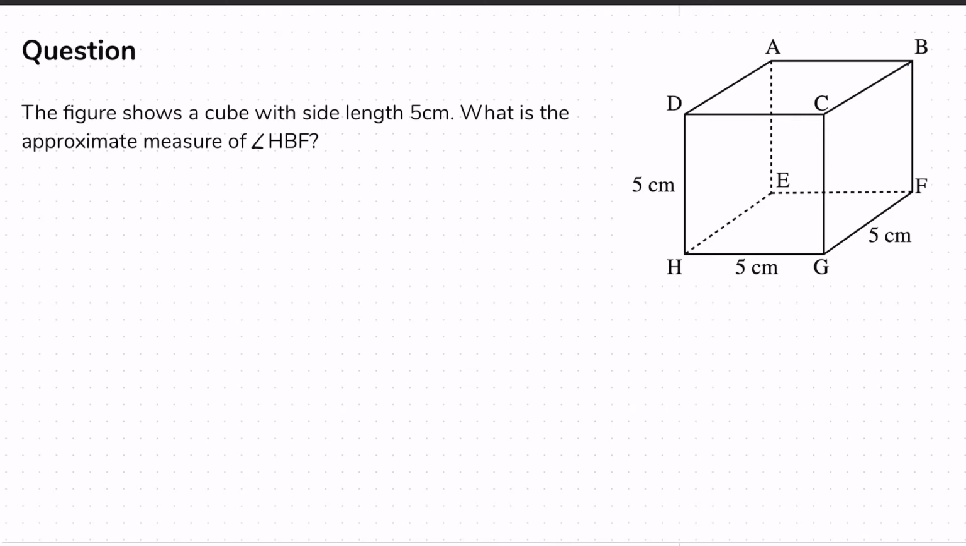Now this figure is giving us a cube with side length 5, and it's wanting the angle HBF. So that angle is HBF. Right, so we're looking at this angle up in here.